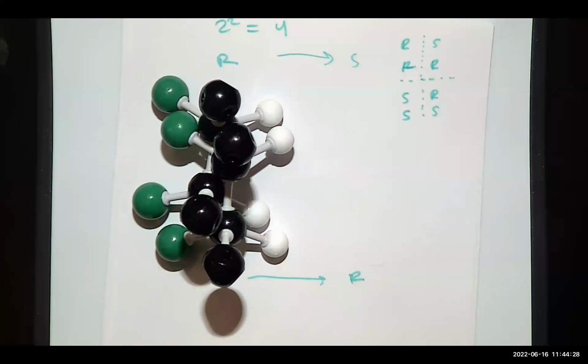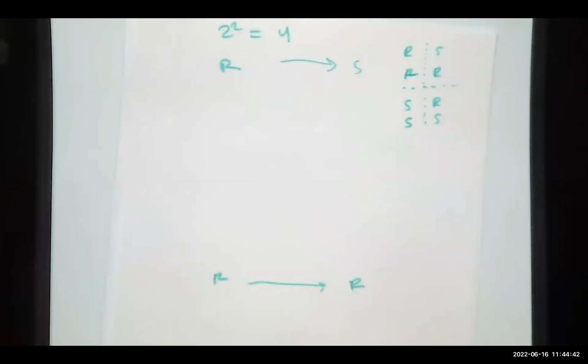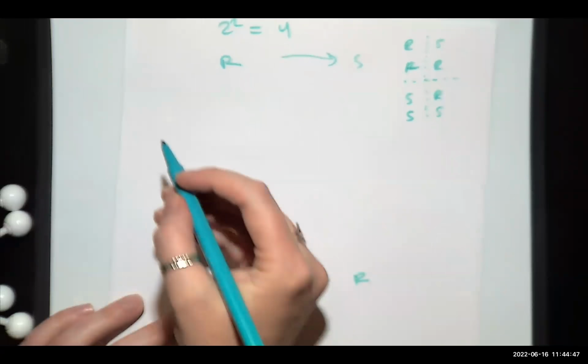even though there are two chiral centers, are these two stereoisomers? No, these are identical. This is not a chiral molecule. The mirror image is exactly the same as the original molecule. So that gets rid of two of our possible stereoisomers.